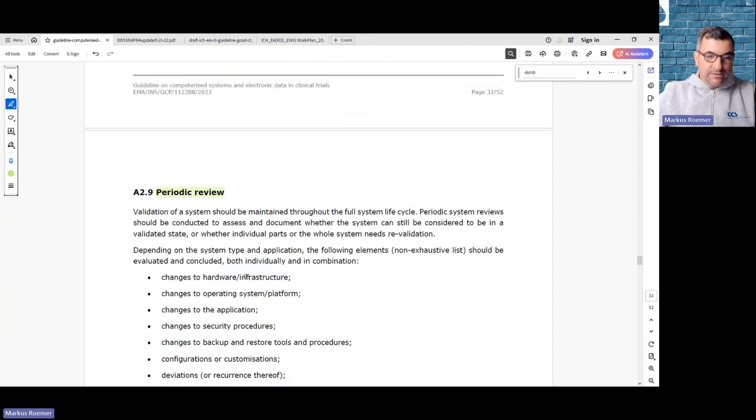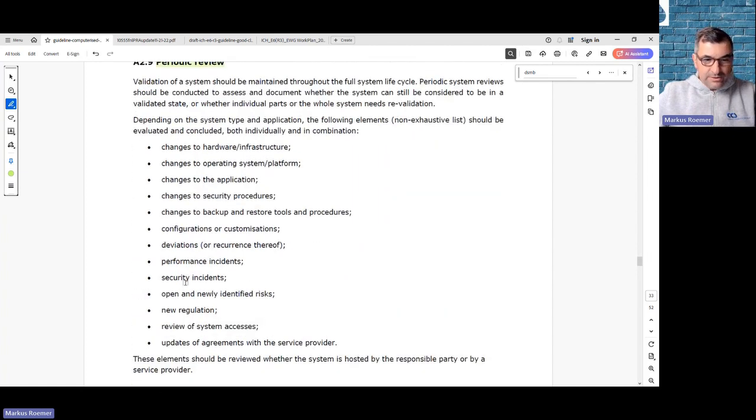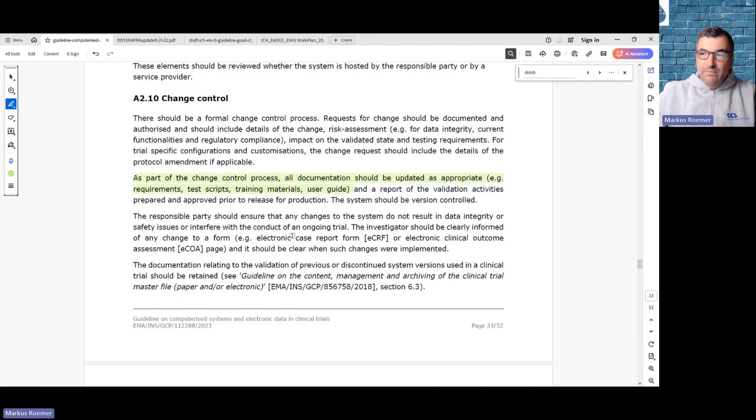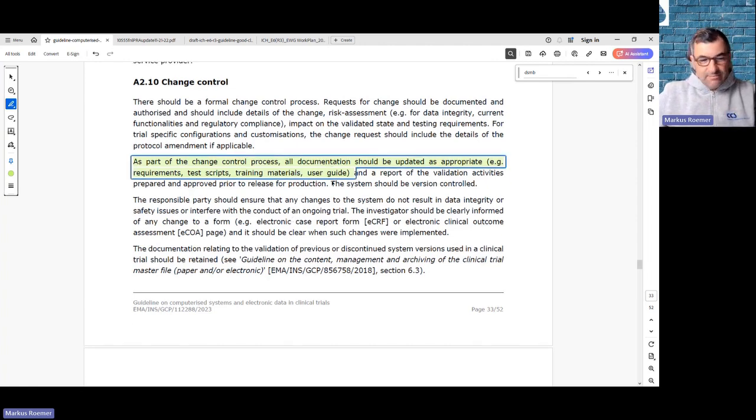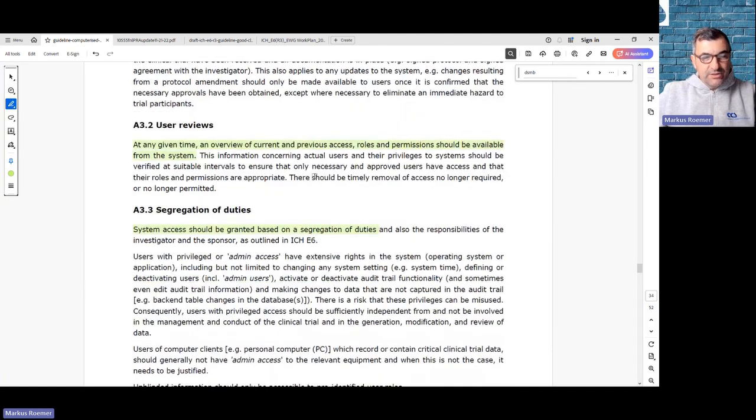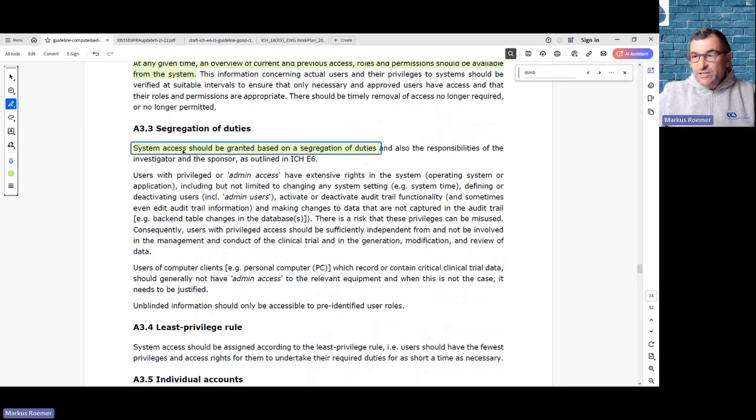Release for production, the periodic review. Very cool here. You see the bullet points saying what you should check: configurations and customization. Like I said, deviations that occurred where the root cause given by the system could happen, that it was not well validated. That happens, that's normal. As part of the change control process is defined user management, user reviews, even very cool, segregation of duties, for sure. I once had a GCP audit where the general manager had administration rights on the database.